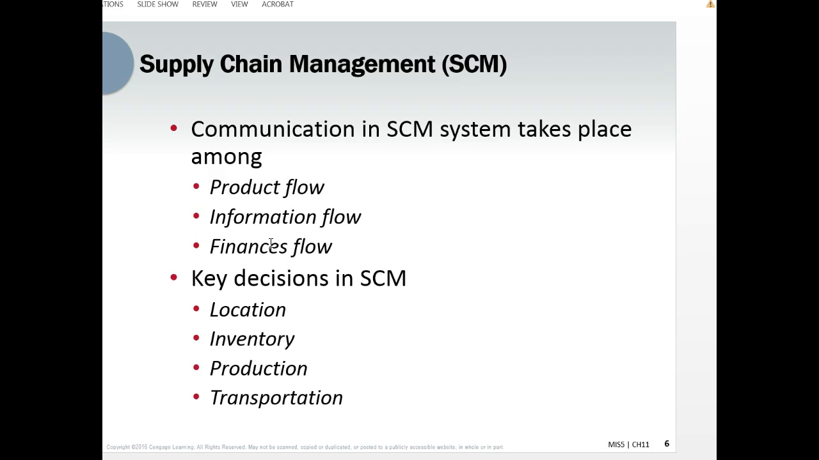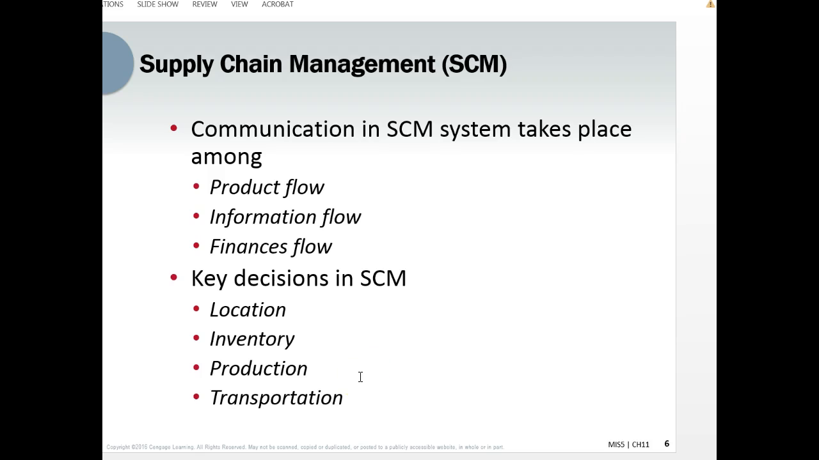There are four key decisions in supply chain management that are related to manufacturing. One of them is location. For example, where should manufacturing facilities be placed? The second one is inventory. When should an order be placed and how much should the order be? Production: what should actually be produced and how much should be produced? As well as transportation: which transportation systems will reduce the cost and expedite the transportation so that the customer can get the product faster?